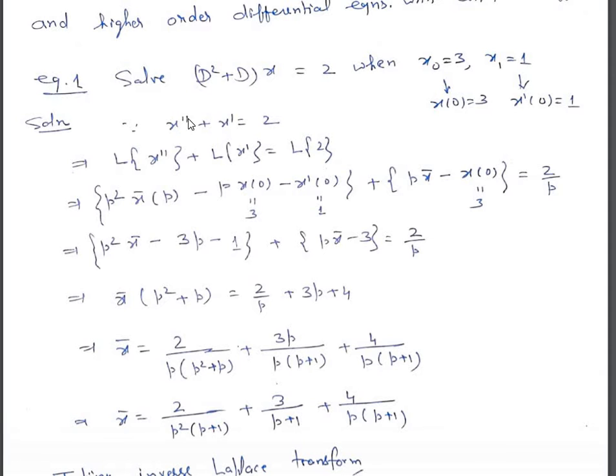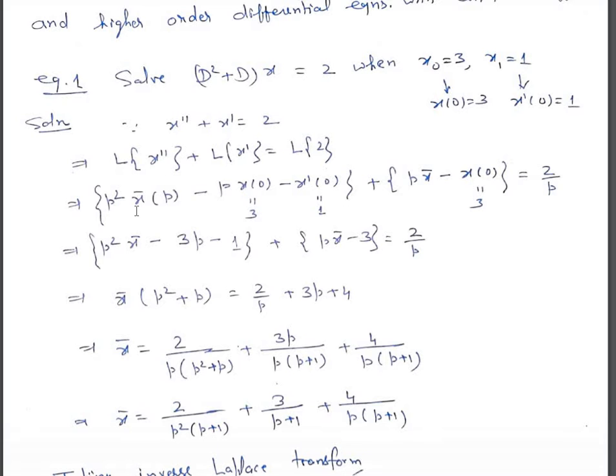Solve d²x/dt² plus dx/dt is equal to 2, where x(0) is equal to 3 and x'(0) is equal to 1. x(0) is equal to 3 means the value of x at 0 is 3. x'(0) is equal to 1 means the value of x' at 0 is equal to 1. Now this equation can be written as x'' plus x' is equal to 2. So we take Laplace transform on both sides. So we have L of x'' plus L of x' is equal to L of 2.